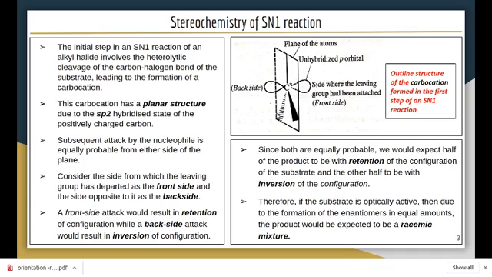But if the nucleophile attacks on the back side, then that will result in the inversion of configuration. Configuration means the three-dimensional arrangement of atoms. So there will be some change in the configuration. That is the L and D, left-handed and right-handed configuration of the starting material will be different.